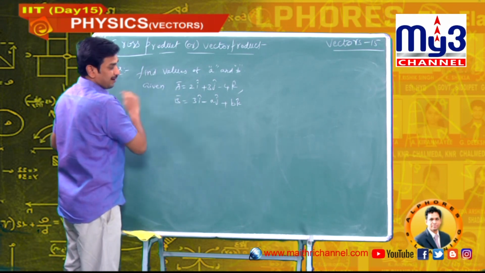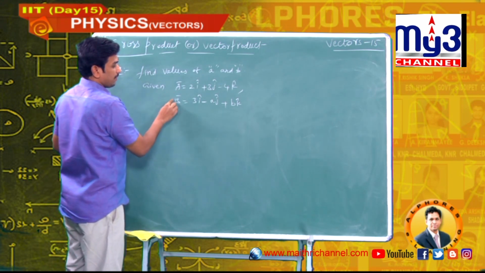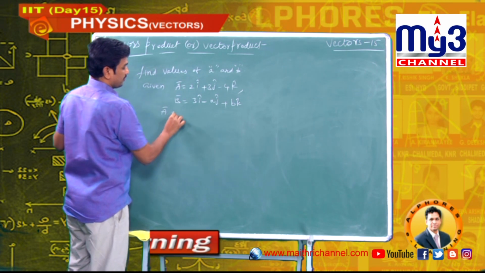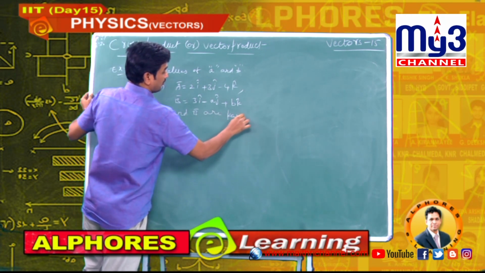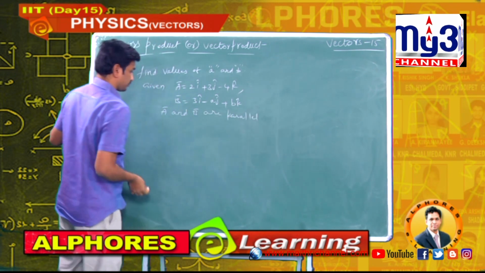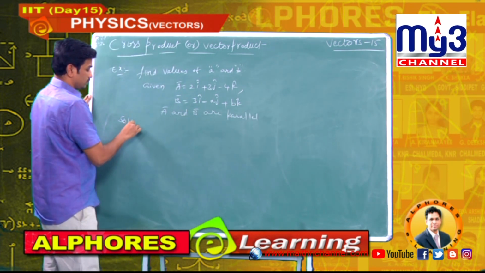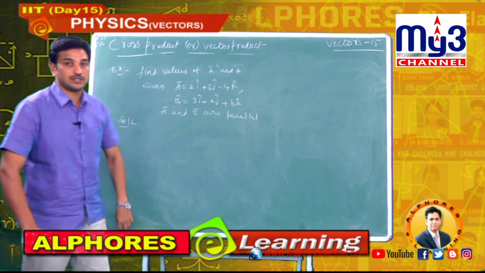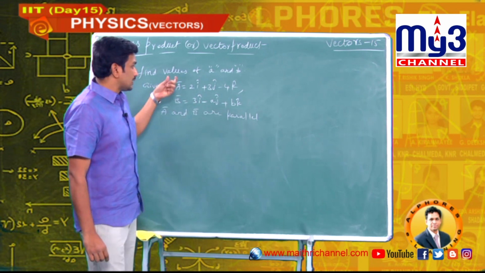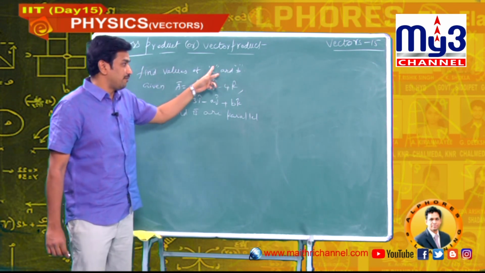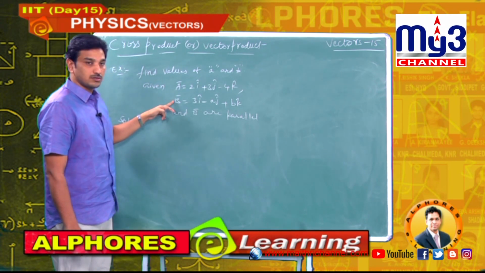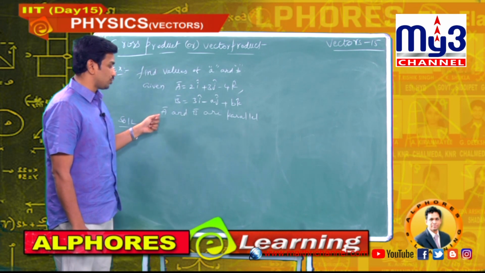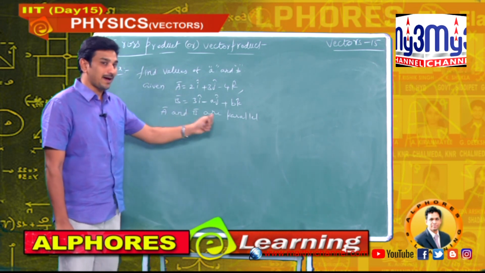So these two are parallel. Given a bar and b bar are parallel, now what exactly was the question? They are asking us to calculate the a value and b value. In the question they gave the a bar and b bar values, and they gave a condition: a bar and b bar are parallel.